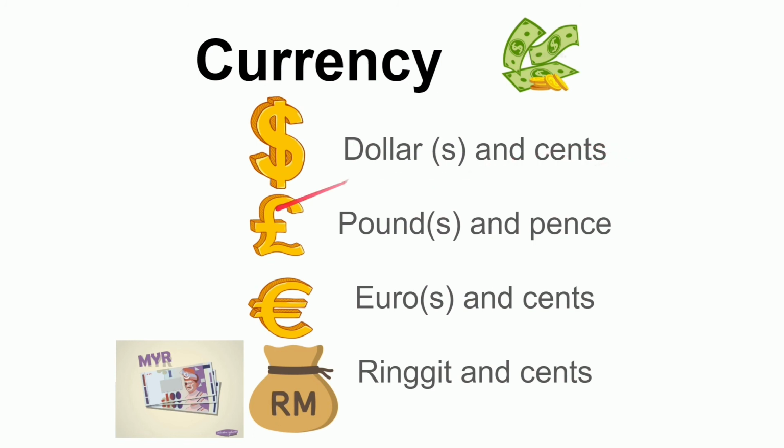Okay. This one, it is called pounds and pence. It is normally used in the UK. This one with a € sign is called euro and cents. How about this with MYR and RM over here? It is the Malaysian currency, ringgit and cents.